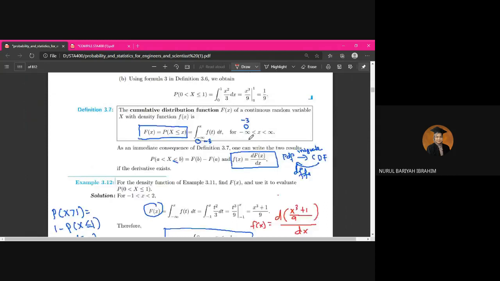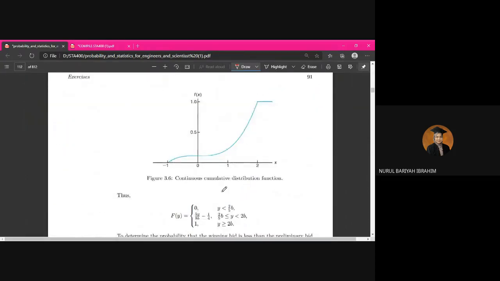Okay, that's all. And then this is the graph for continuous cumulative distribution function. It is like or GIF. Okay, it will be like that. Okay, so that's it for now.